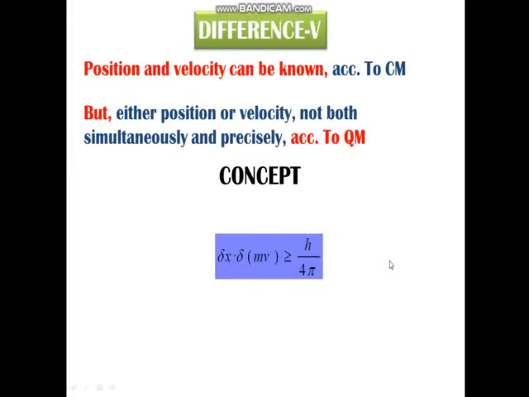And the next difference is that position and velocity can be known according to classical mechanics for any moving object. But this is not applicable for minute particles like electrons or atoms. According to quantum mechanics, you can determine either position or momentum, but not both simultaneously and precisely. This is called Heisenberg's uncertainty principle.